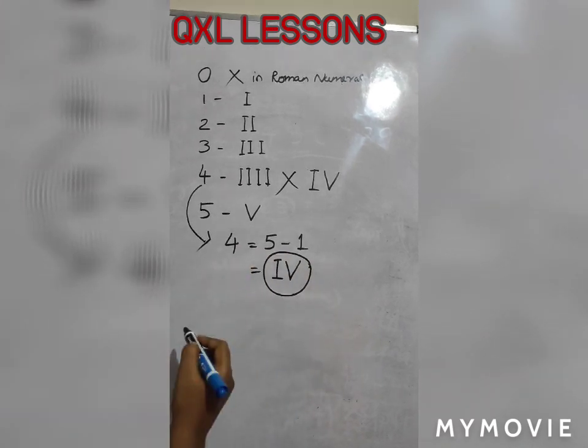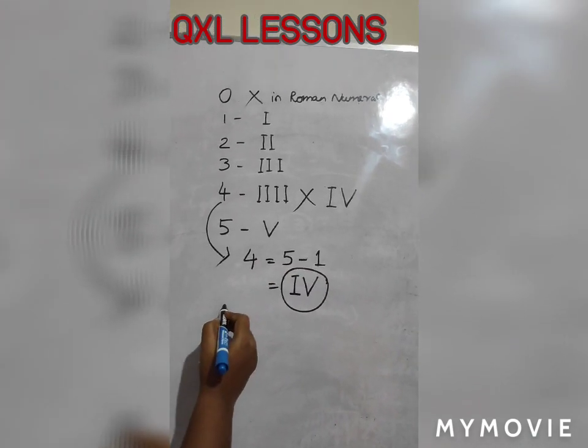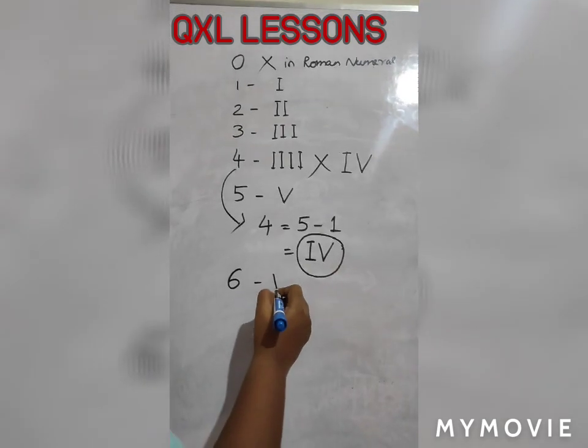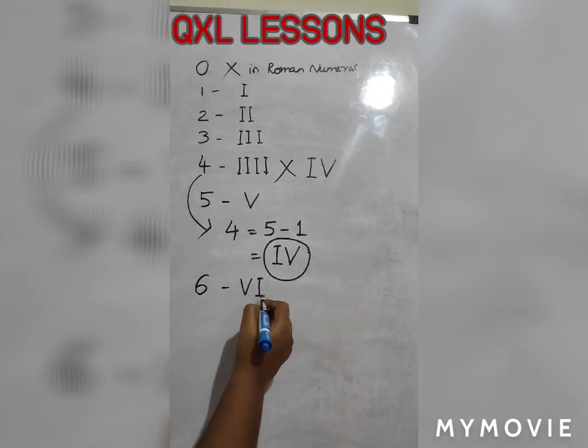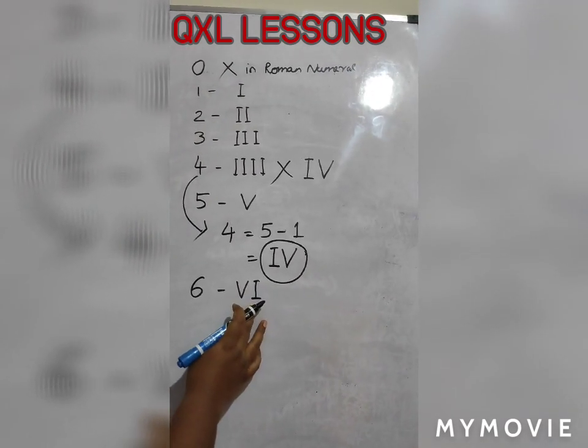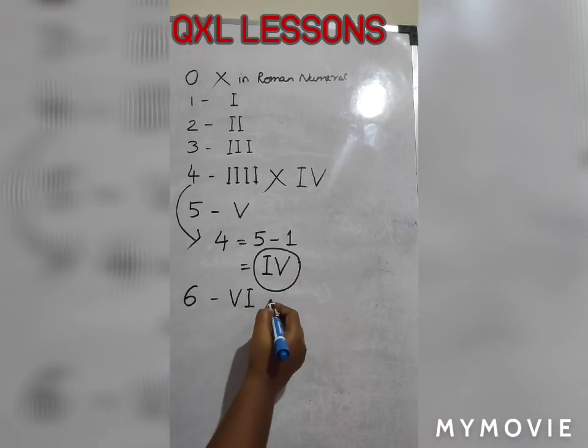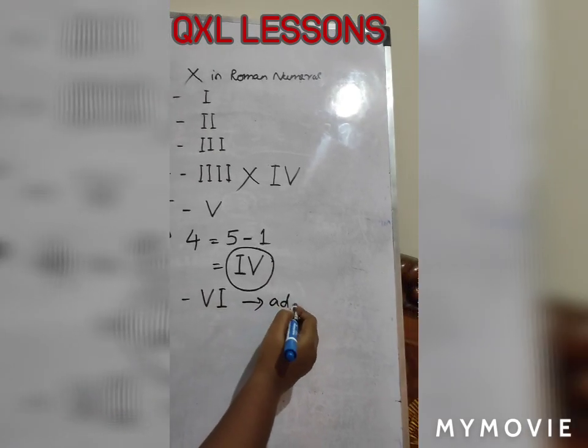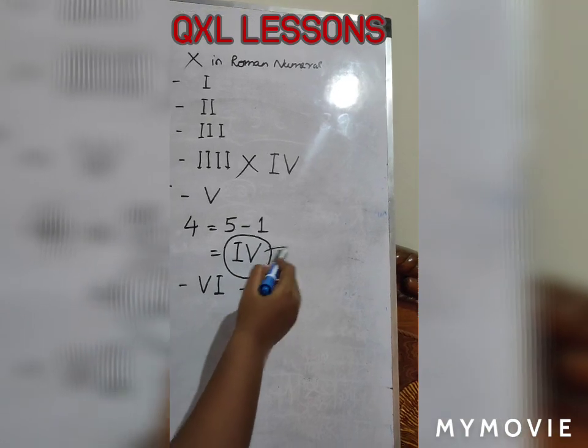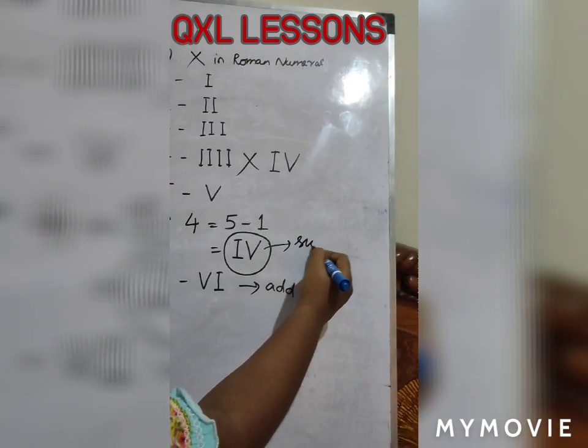Okay. Now if I want to write the number 6, I'll write it as V and I. So V is 5 and I is 1. So 5 plus 1 gives me 6. So here I am doing an addition. The earlier case was subtraction. Okay, so that's how I got 4.